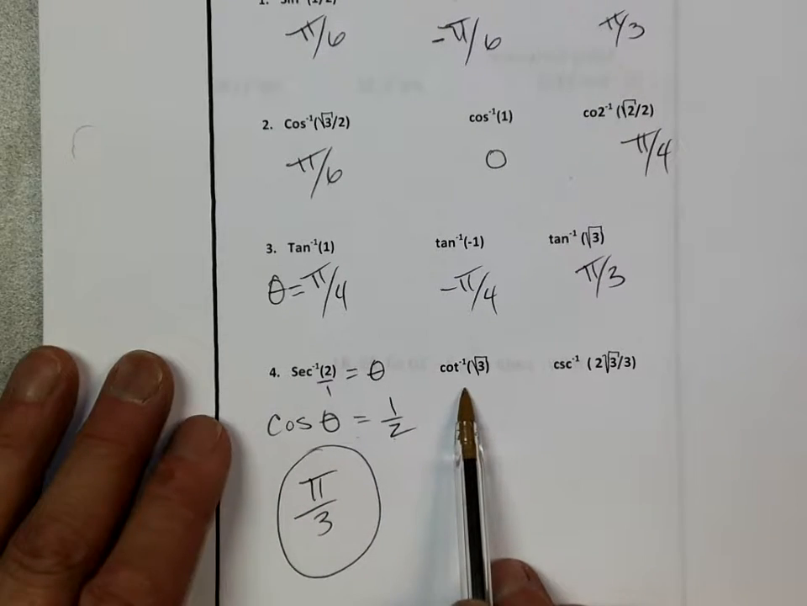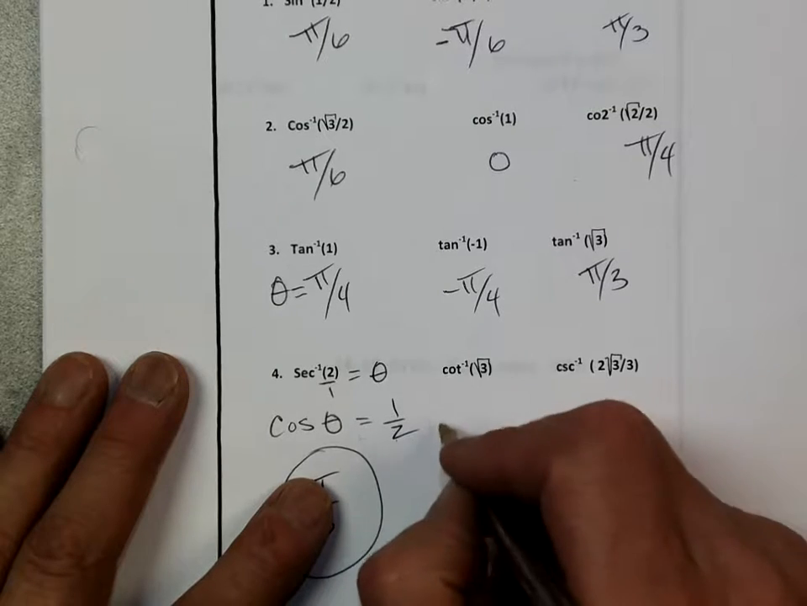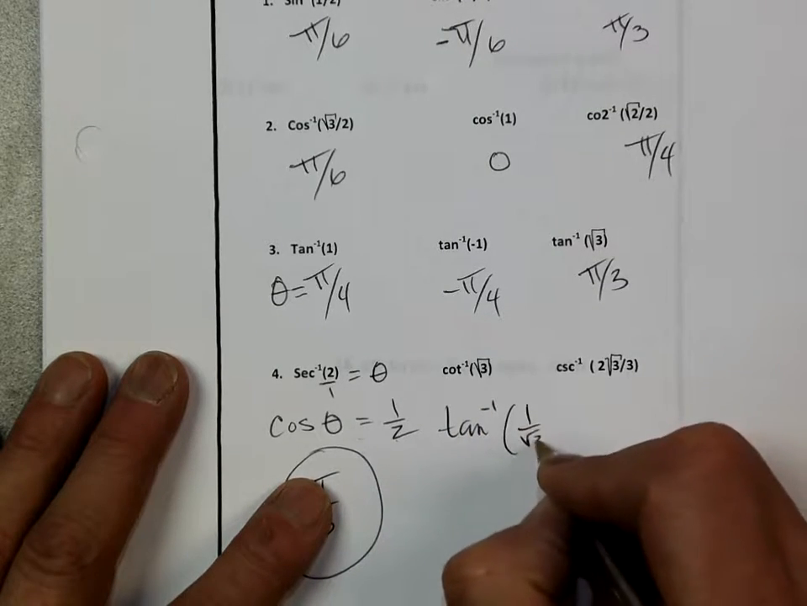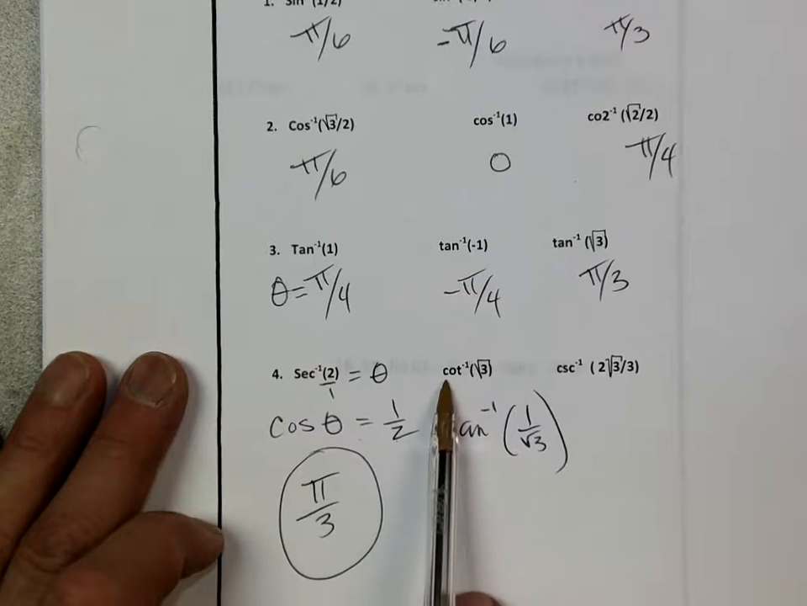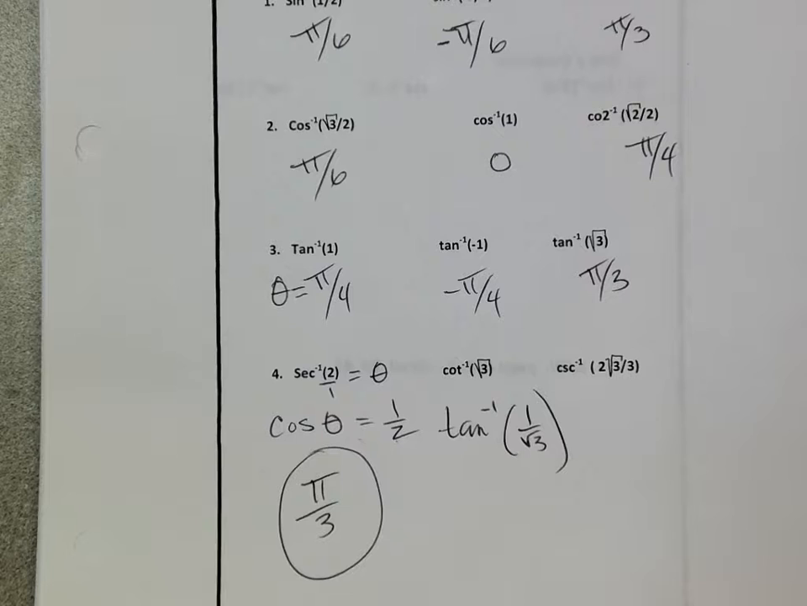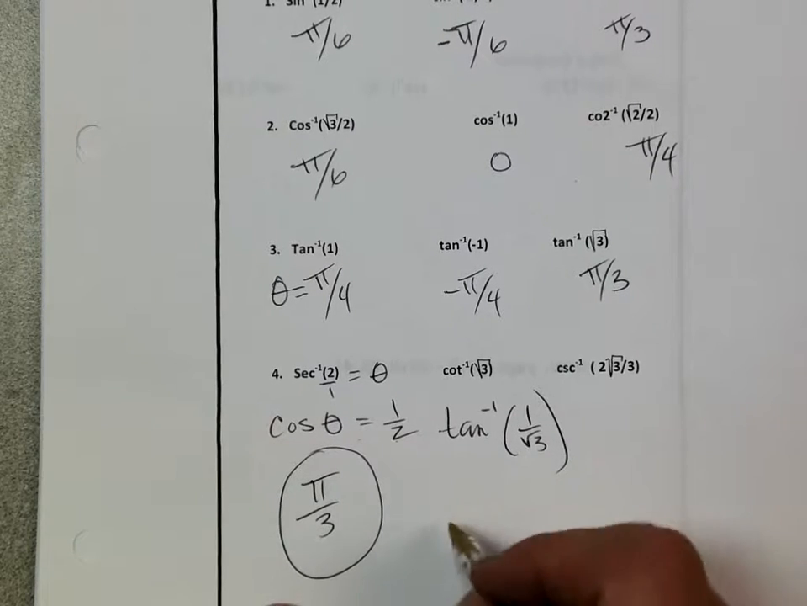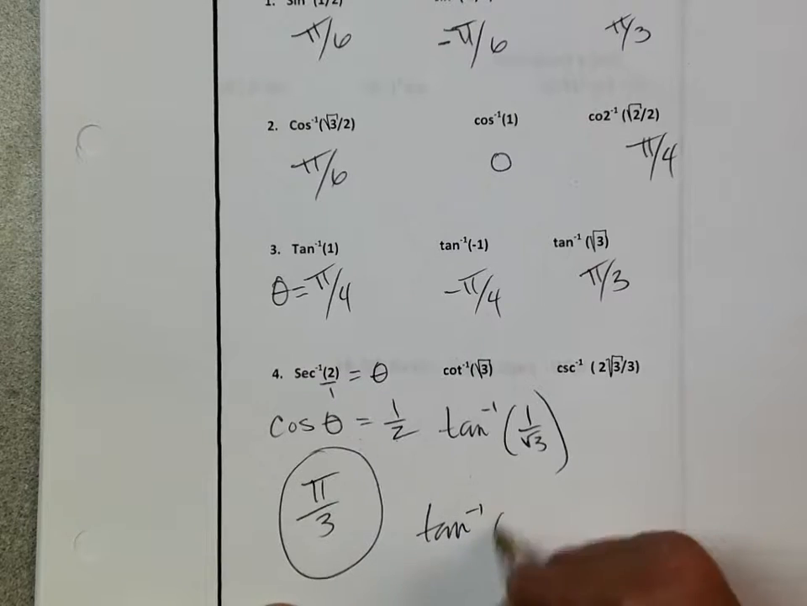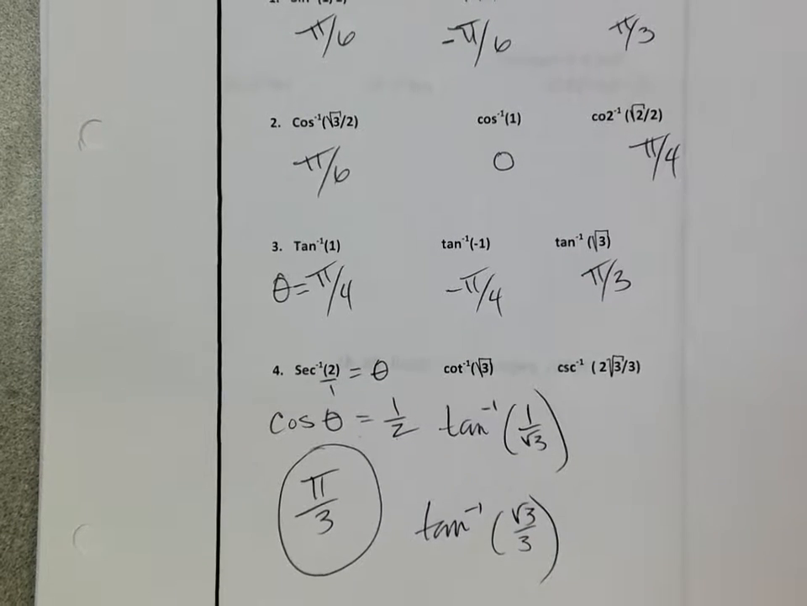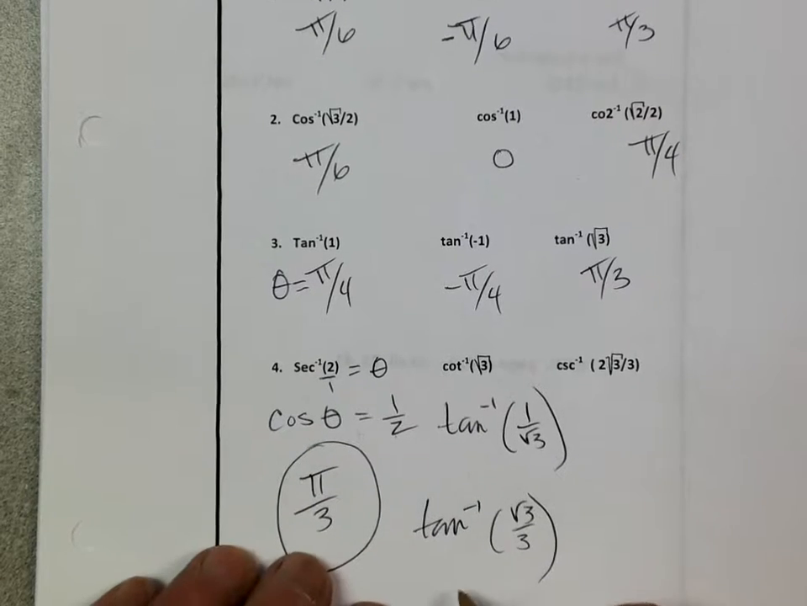Cotangent is the same thing as tangent inverse of 1 over the square root of 3, okay? Because you don't have a cotangent on the circle, but you have tangent, right? Now 1 over the square root of 3 is not really there, but when you rationalize it, it's the same thing as tangent inverse of the square root of 3 over 3. Now that you can find, can't you? Where's that one at? Pi 6 is the answer.